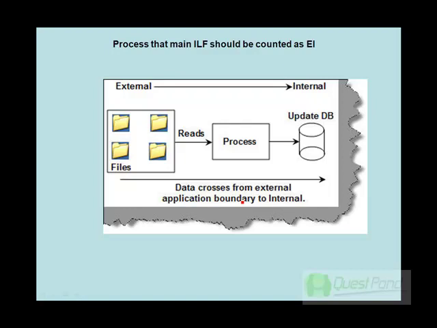Second, as I said, EI is all about transferring the data from the external application boundary to the internal application boundary. So it's very much possible that you can have a batch process, and this batch process can read some files which are out of the control of the application. It can be a file which has been sent by some third party. So if a batch process is reading these files and putting them into a database, then that process should also be counted as an EI, because it's moving data from an external application boundary to an internal application boundary.